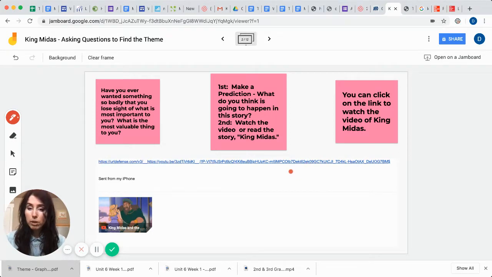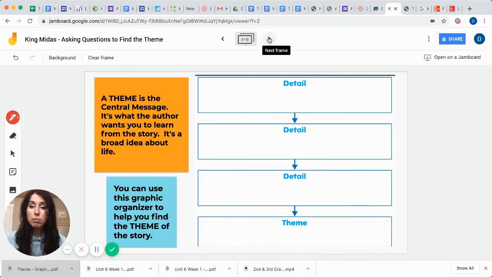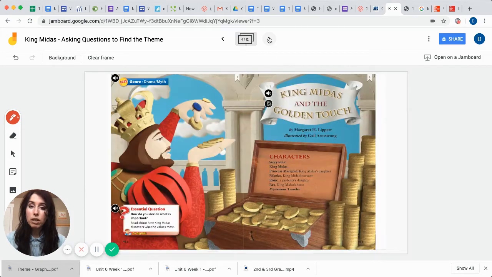If that doesn't work, then you're welcome to look at other versions of it that you can find online, or if you have access to the story that I'm going to be providing, which is coming up soon. It's this story here. It's called King Midas and the Golden Touch. And you can see the author's name and illustrator. This is the story I'll be using today, but you're welcome to use a different version of the story because it's going to have the same theme.